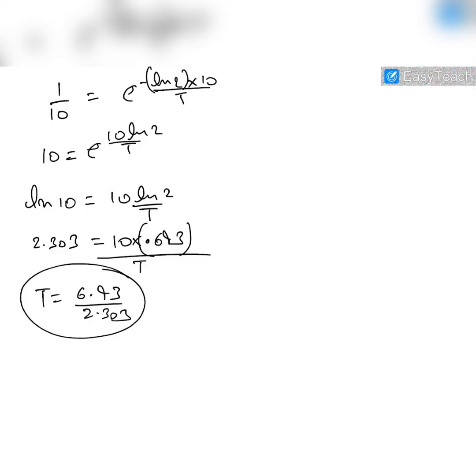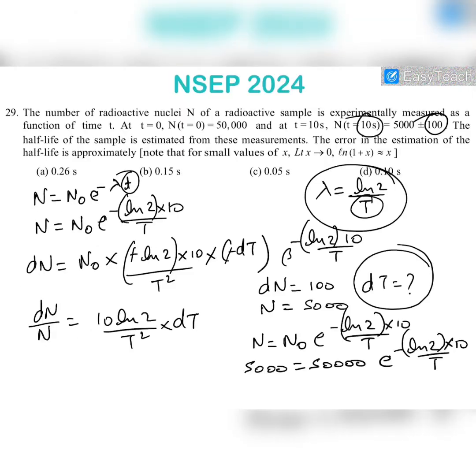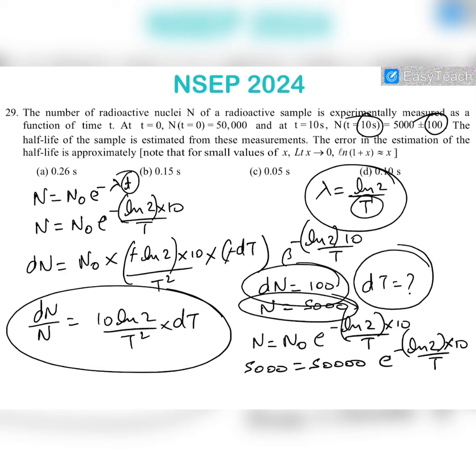So you can find out the value of T, and you can substitute the value of T here, and dN and N here. There is no option that matches the correct answer, so I guess this would be the bonus question. Let's see in the answer key. Now we move on to the next question.